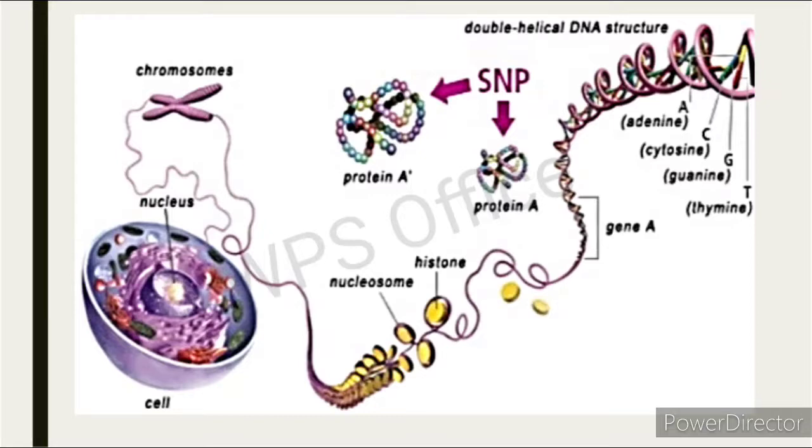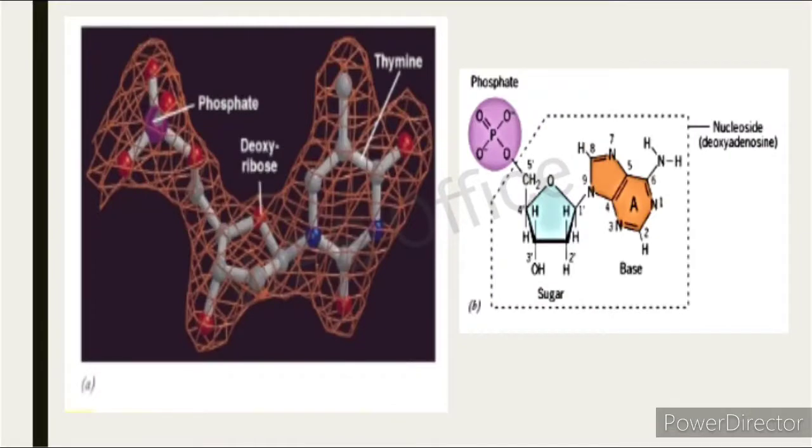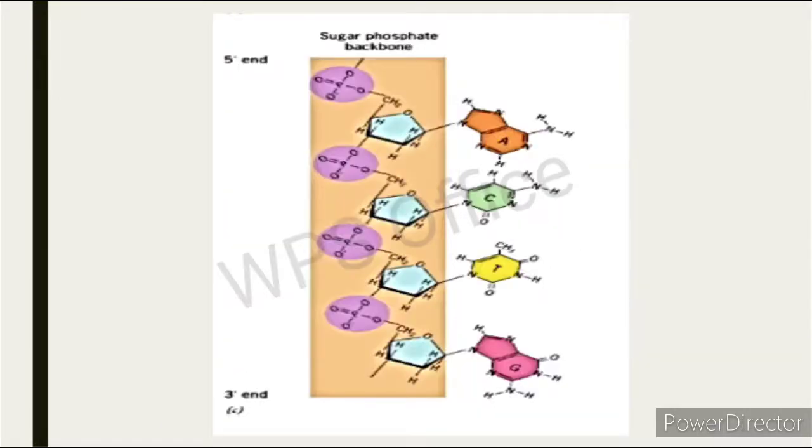A is the model of a DNA nucleotide containing the base thymine, and the molecule is deoxythymidine 5' monophosphate, or dTMP. The net-like cage represents the electron density of the atoms that make up the molecule. B is the chemical structure of a DNA nucleotide containing the base adenine, and the molecule is deoxyadenosine 5' monophosphate, or dAMP. A nucleotide is composed of a nucleoside linked to a phosphate.